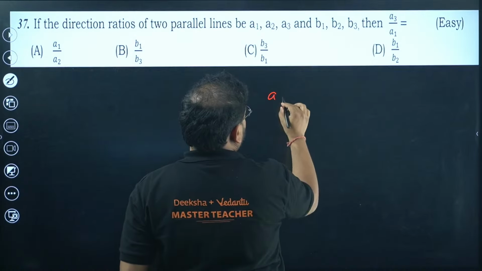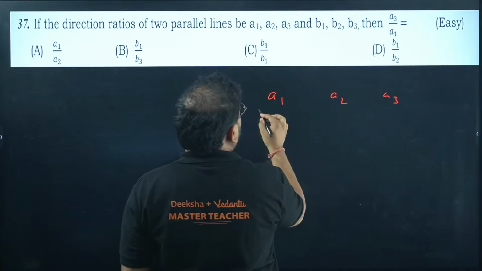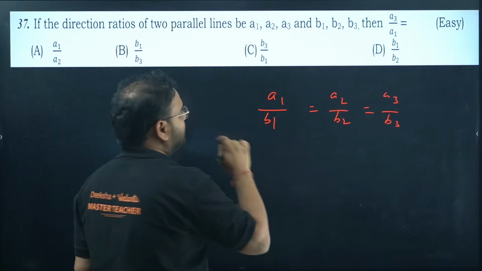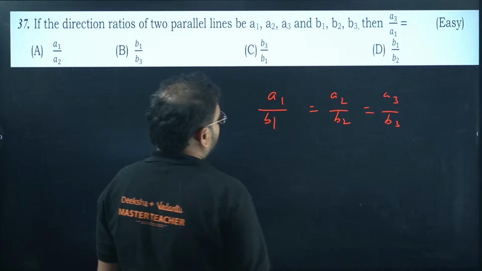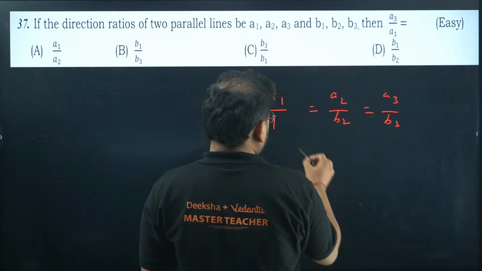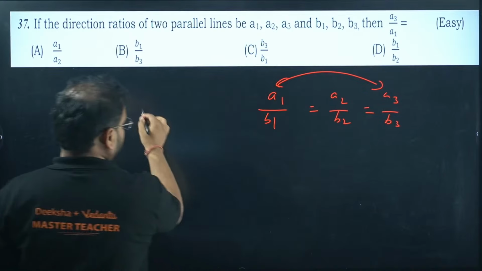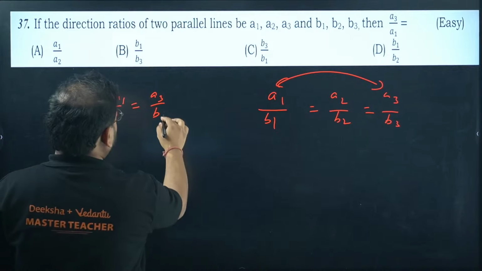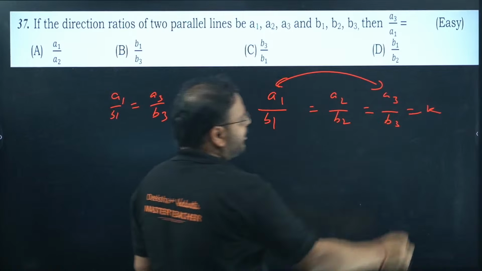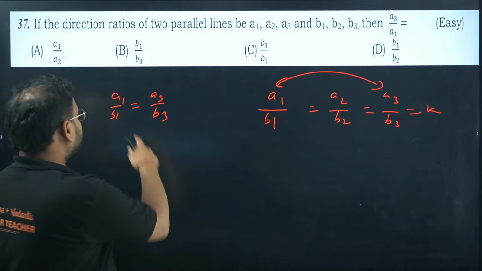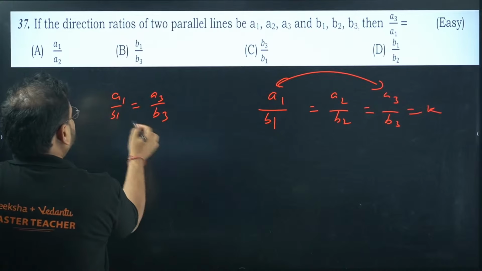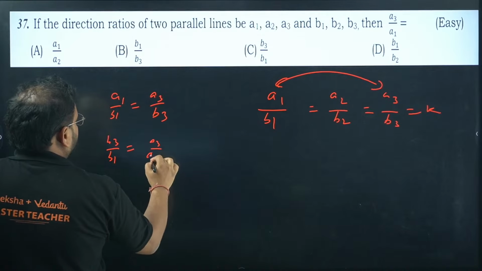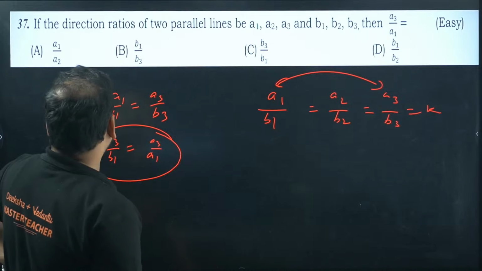So A1, A2, A3, and here I have B1, B2, B3. I didn't take the ratio properly. Now I'm looking for the relation between A1 and A3, right? So I'll get these two relations and use them separately: A1 by B1 equals A3 by B3. If you want, you can take a constant K, find the value of A3, B3 and then use it. That also is all right. But you can see from here also, if I want A3 by A1, I'll rearrange it and get B3 by B1 equals A3 by A1. So the answer is option C.